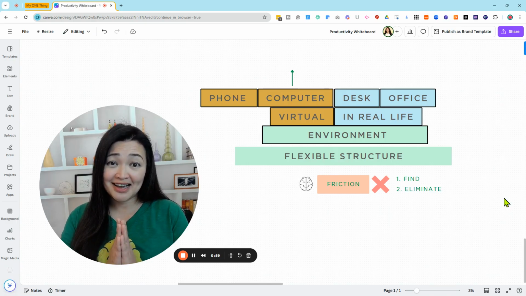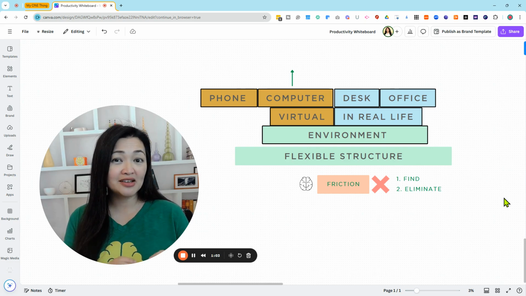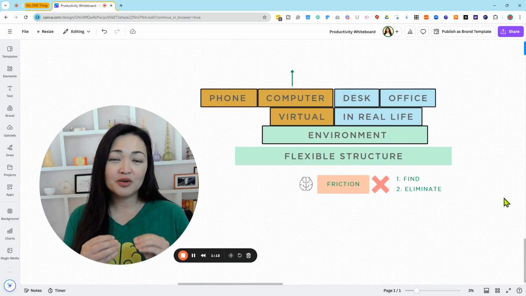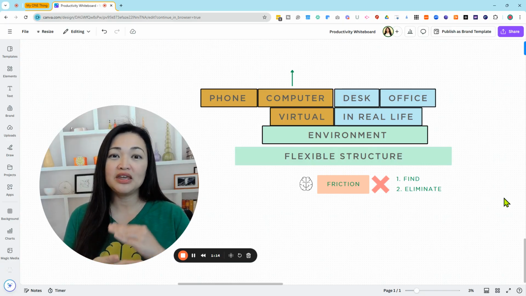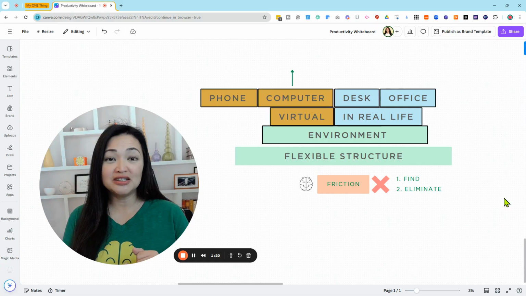I respect that deeply. Here for the computer, we have to ask ourselves, what are the frictions that we have when we're using our computer that's stopping us from being productive whenever we open it up and use it? Once we find those frictions, then we can eliminate them.